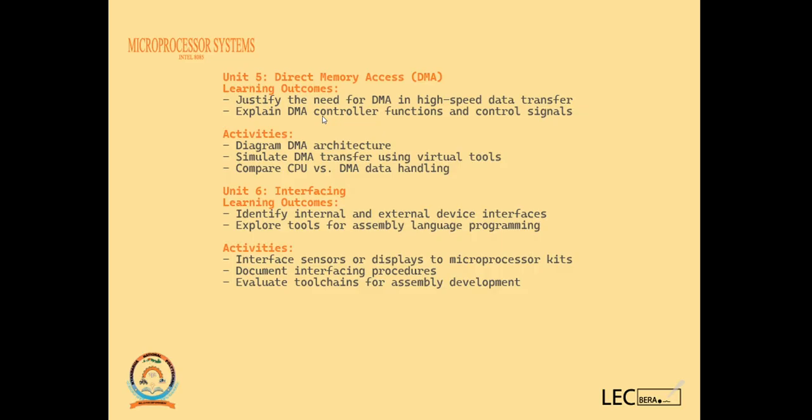And then the next topic, which is Unit 6, we are going to discuss interfacing devices. This is how we are going to interface the external devices to the microprocessor. So we are going to identify internal and external device interfaces. We are going to explore tools for assembly language programming. And then the activities we are going to do are: interface sensors or display to microprocessor kits, document interfacing procedure, and evaluate tool chains for assembly development.